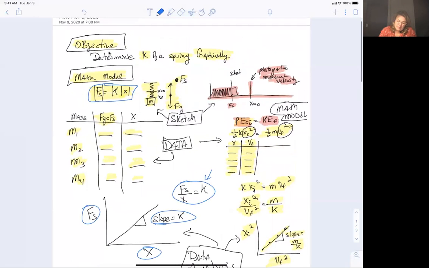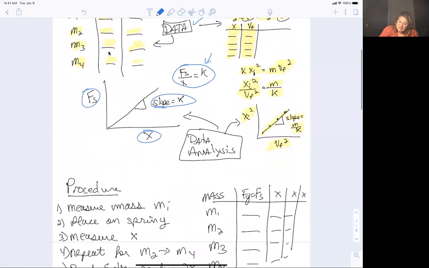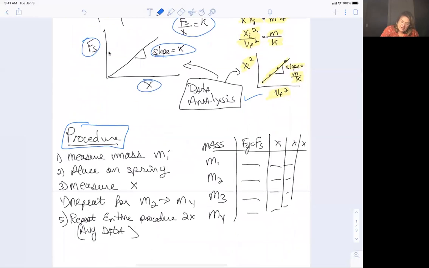So every single design of a lab has an objective, usually a math model. That's the number one thing for me personally. Then a sketch. You need a sketch that's labeled so that they can see what you're measuring. You are going to probably provide an example of data tables. You would have to say how you would analyze your data. In other words, trust me when I tell you, it's easier just to come up with a graph. And lastly, to provide a procedure. So measure the mass, place it on the spring, measure the X, repeat that for M2 through M4. Now, repeat the entire thing 2 times and then average your data.